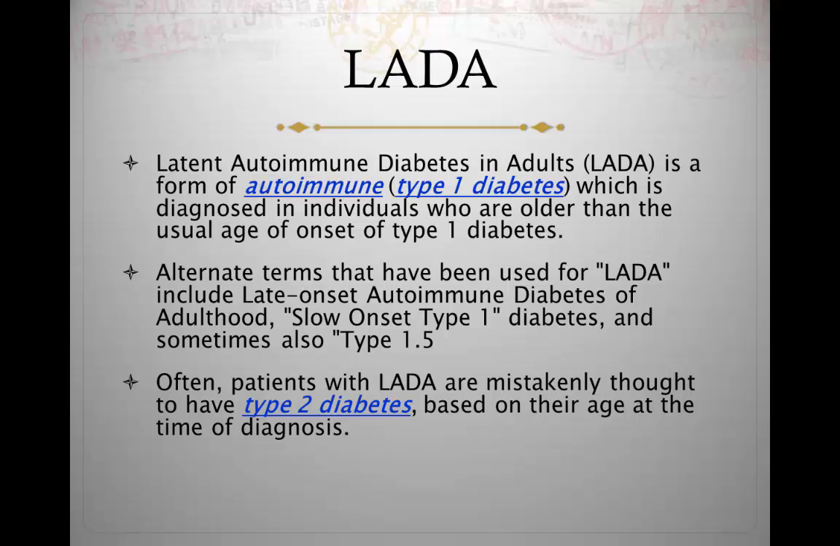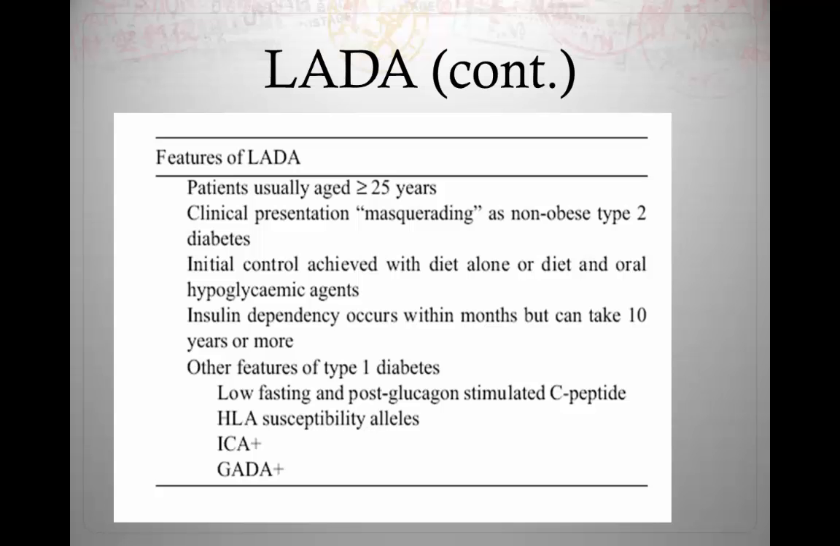Okay, so basically, the features are patients usually aged greater than 25 years of age, no younger than this. Clinical presentation in a non-obese type 2 diabetes, even though they could be labeled as type 2 diabetes before, because sometimes they have metabolic syndrome.